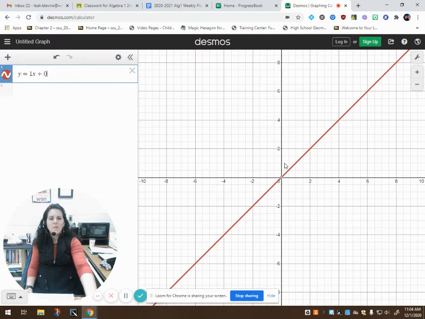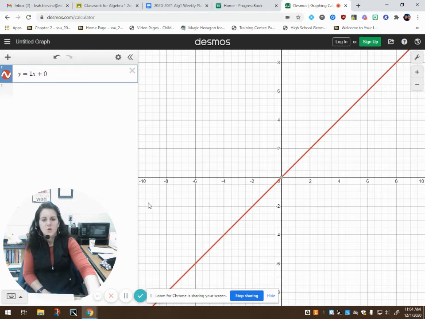We can see it goes up 1 over 1, up 1 over 1, up 1 over 1, or we could go up 2 over 2, which is still going up 1, or we could go up 4 over 4, which is still 1. So my slope is 1. So this is called the parent function.